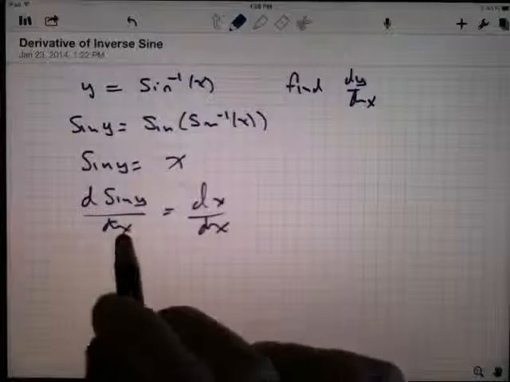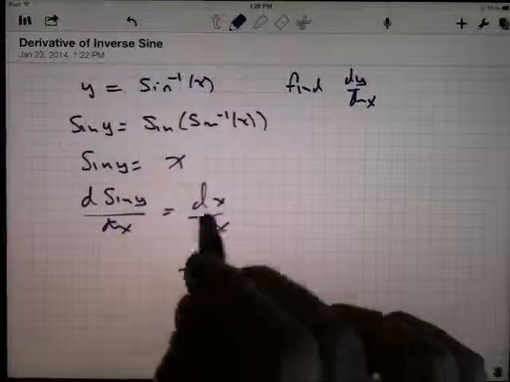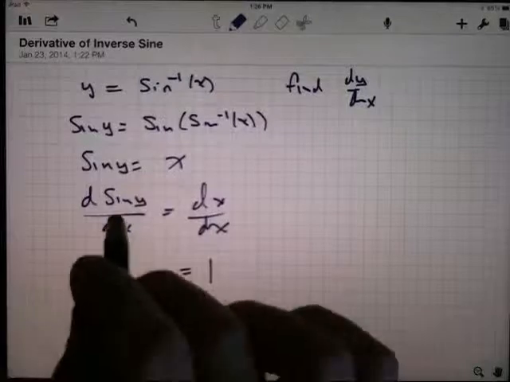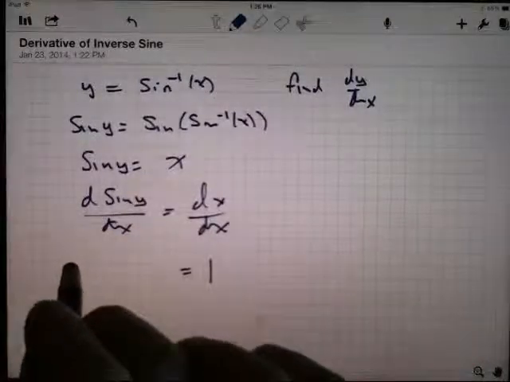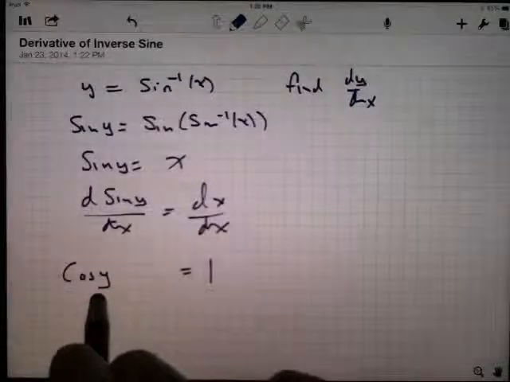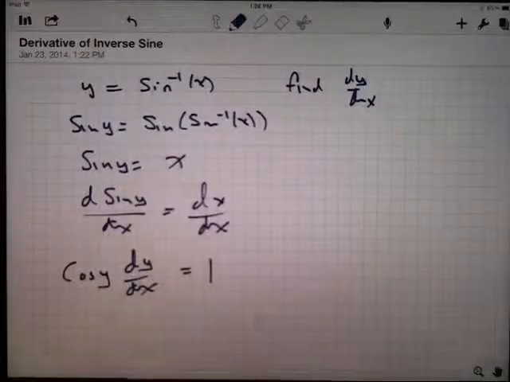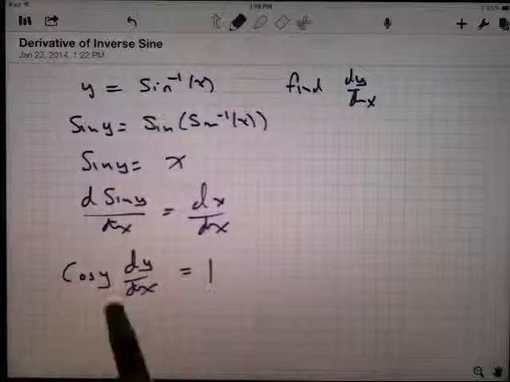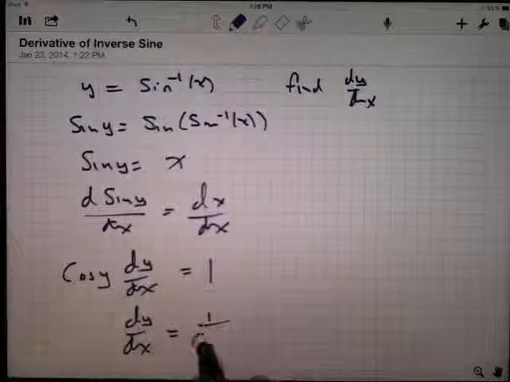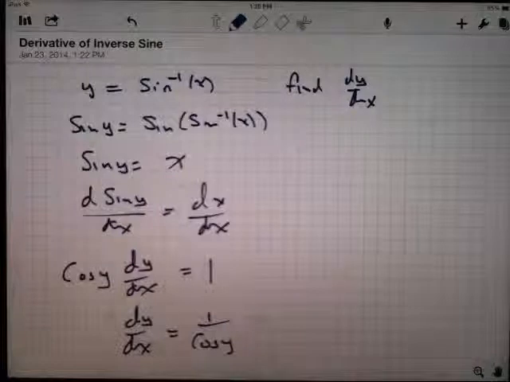So here we go. The right-hand side is kind of easy. The derivative of x with respect to x is 1. The left-hand side, the derivative of sine of y with respect to x. Well, the derivative of sine of y with respect to y would be the cosine of y. But I'm not taking it with respect to y, I'm taking it with respect to x. So the chain rule says multiply by dy/dx. Solving for dy/dx at this point, I've got that dy/dx is 1 over cosine y.